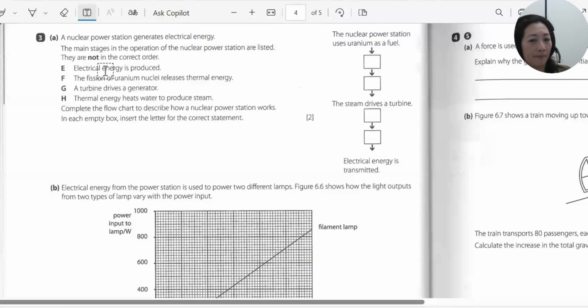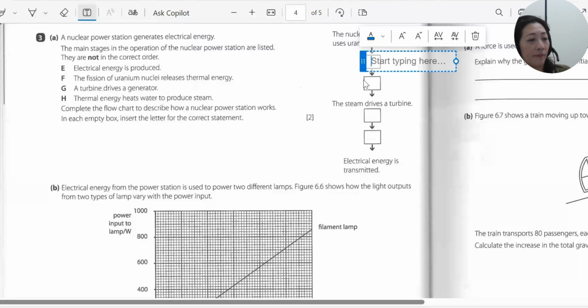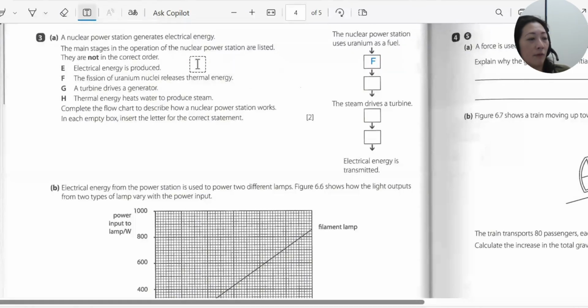From there, let's see, electrical energy is produced, fission. Starting from the fuel, if they talk about uranium, obviously the next step has to be about the uranium itself. So the next bit is about the fission of the uranium nuclei, releasing thermal energy. If you don't know nuclear fission, we will cover that in Unit 5, or you can watch my video on nuclear fission and nuclear fusion.